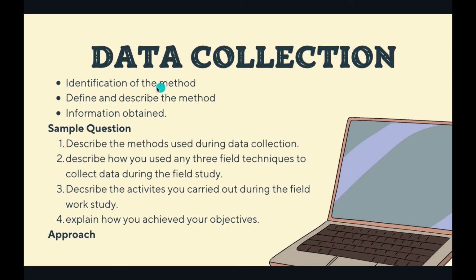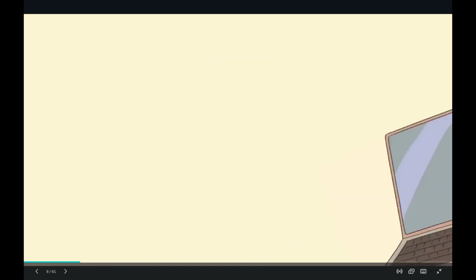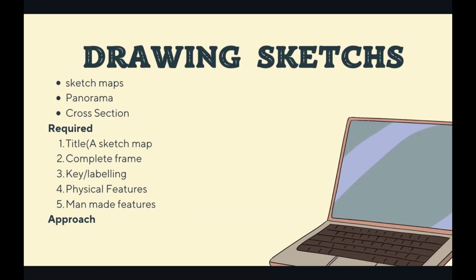And we are saying in the data correction, you identify the method, you define the method, describe how you have used it, and then show us the information you have obtained. That is the approach. Clear? Moving on. Drawing sketches. This is the last bit. So we are saying drawing sketches. These are where we are drawing different diagrams and illustrations, which we call sketches. And that is one, the sketch map, the panorama, and the cross sections. These are items that we draw to represent certain information in the diagram format.